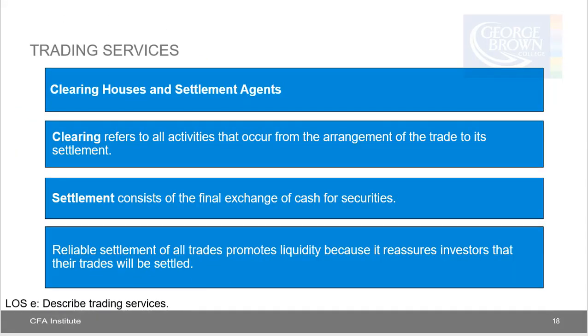Now we're moving on to clearinghouses and settlement agents. Clearinghouses and settlement agents settle trades after they have been arranged. Clearing refers to all activities that occur from the arrangement of the trade to its settlement. Settlement consists of the final exchange of cash for securities. Clearinghouses arrange for the final settlement of trades.